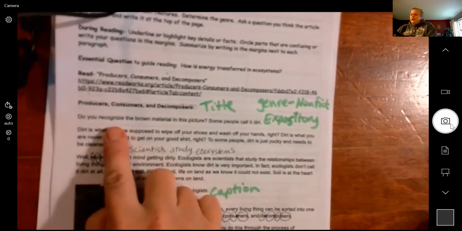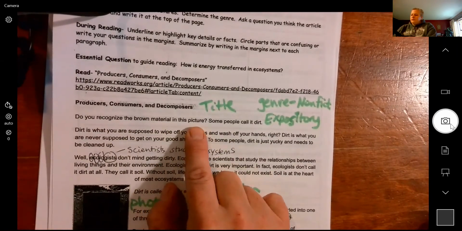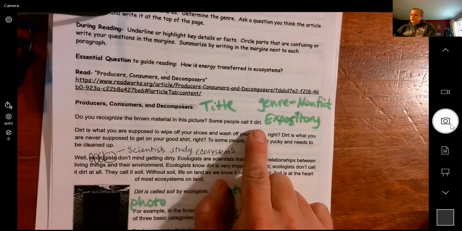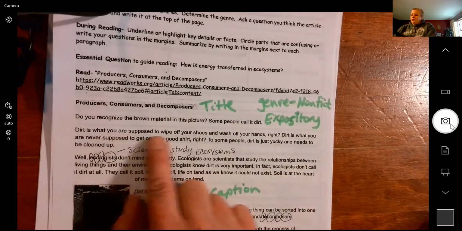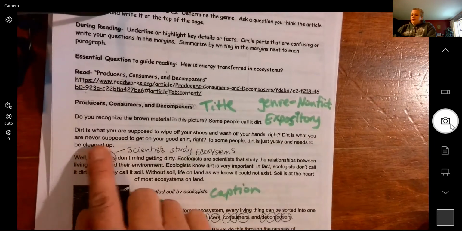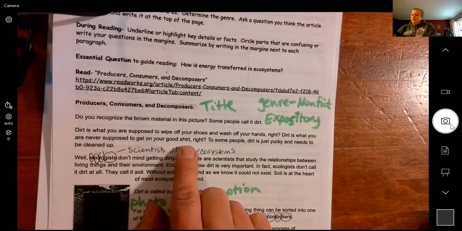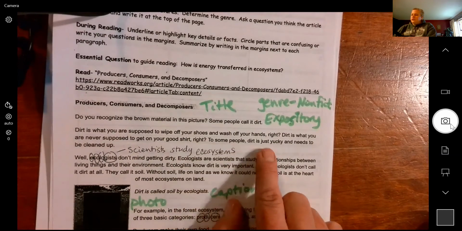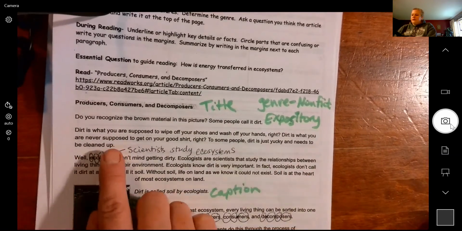Do you recognize the brown material in this? Some people call it dirt, is what you're supposed to wipe off your shoes and wash off your hands, right? Dirt is what you are never to get on your good, right? To some people, dirt is just yucky and needs to be cleaned up.